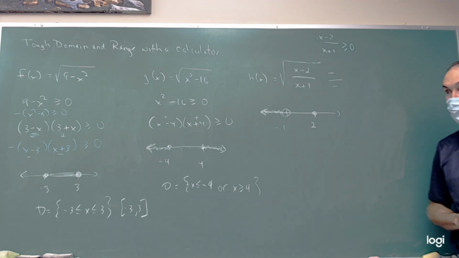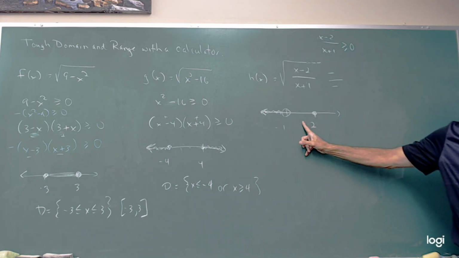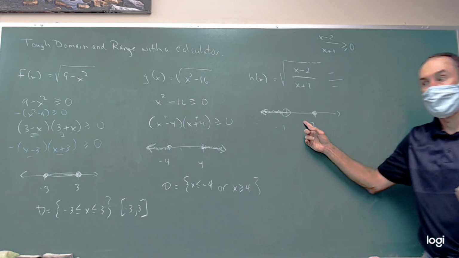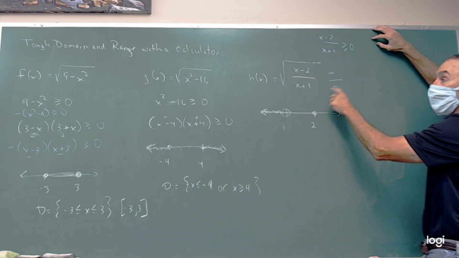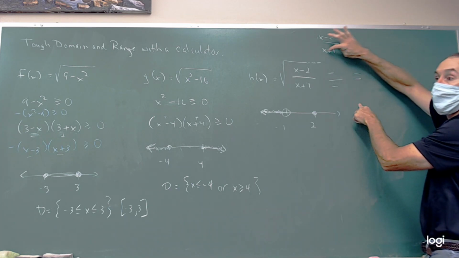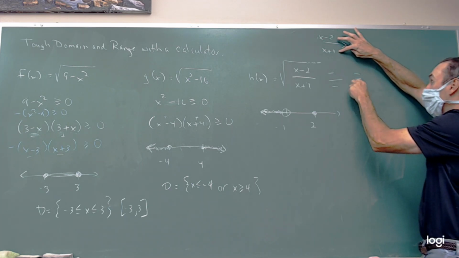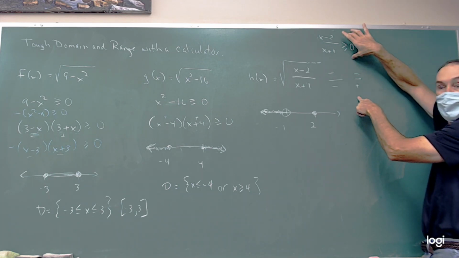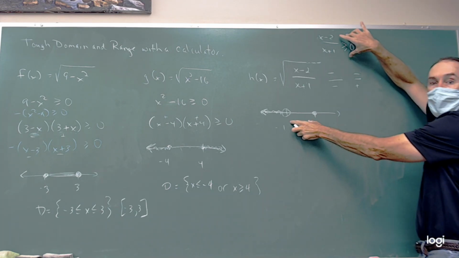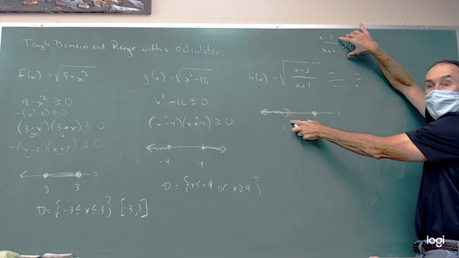With me? Representative from the middle region. 0 is nice. So here when you plug in 0, 0 minus 2 is negative. 0 plus 1 is positive. A negative divided by a positive is negative, and that's not greater than or equal to 0, so we get nothing for the domain out of this.